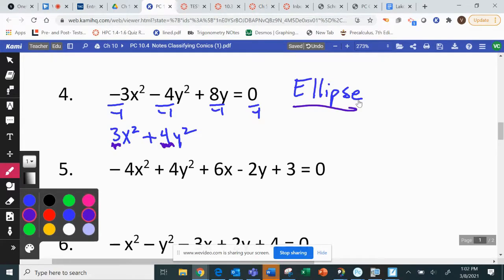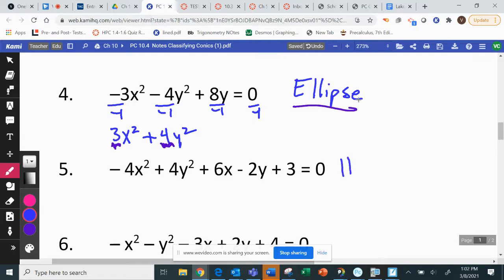Okay, can I have somebody different for number 5? I think give away somebody new. Or I'll just call on you if we have too many bashful people in here. Christopher. Did you say a hyperbola? And why? They're different signs. Different signs. Yeah.